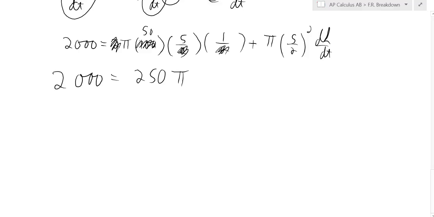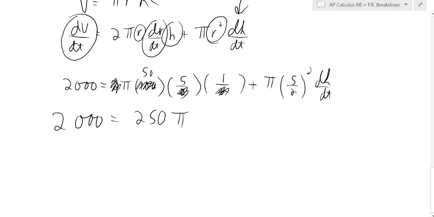R is what? 100. So r squared, you put in 5 times... for r squared, oh, I put in dr dt. Thank you. You're absolutely correct. That is 100 in here. Excellent.